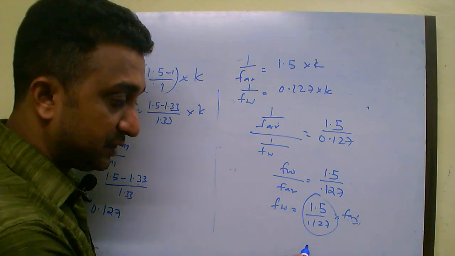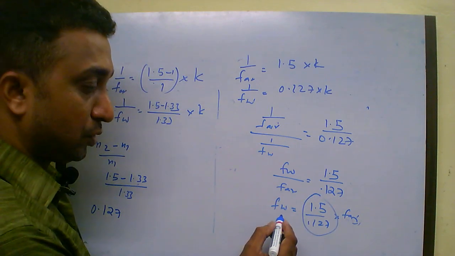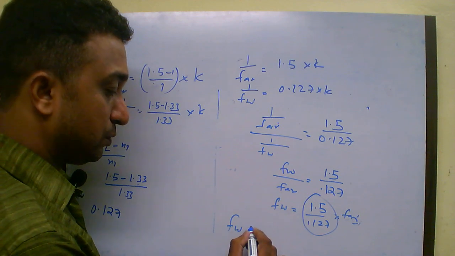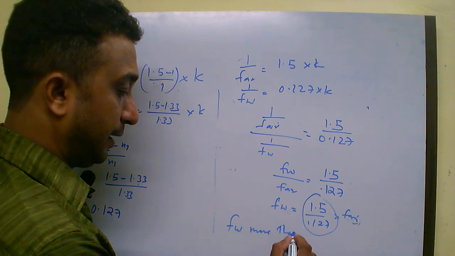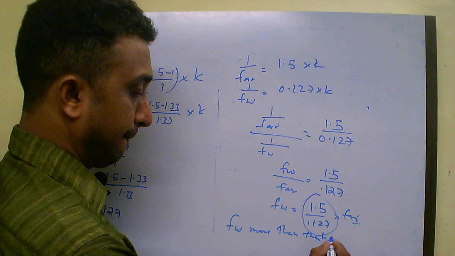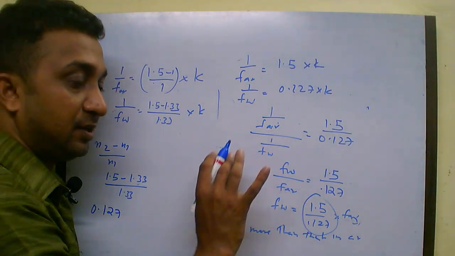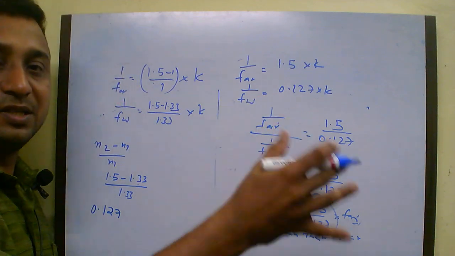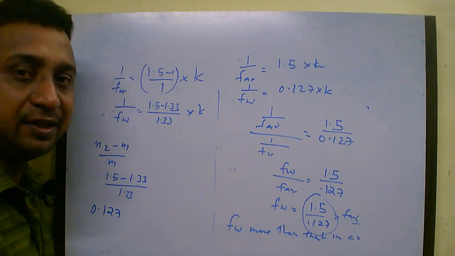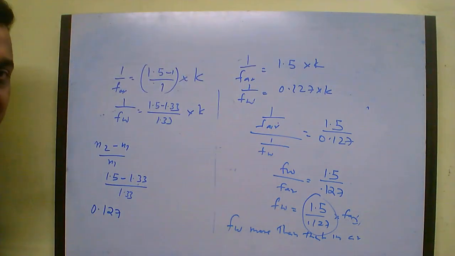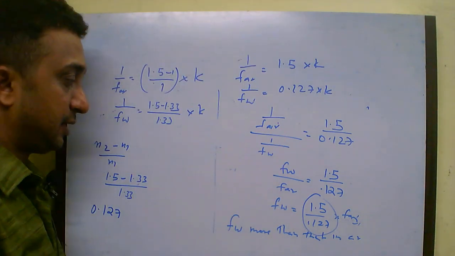In other words, you are getting a number which is greater than 1 here. So the focal length in water is more than that in air. You need not go through all these things. You have to say that if a convex lens is placed in water, its focal length will increase. The reason behind this you will learn in the 12th standard.